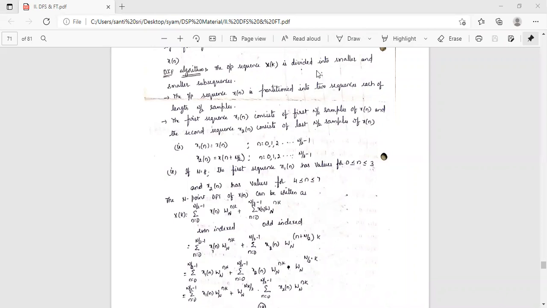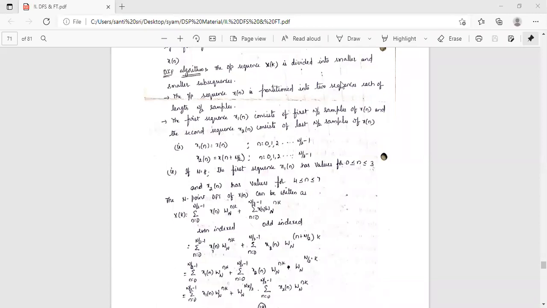In the last classes we discussed the DIT-FFT algorithm. What is meant by DIT-FFT? Decimation in time, fast Fourier transform. This is also called radix 2. We have done some problems also on the DIT-FFT algorithm.